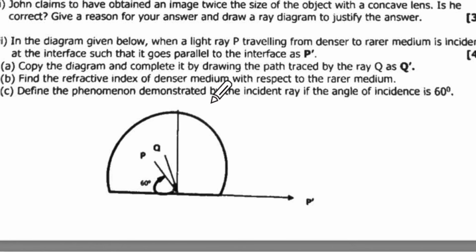John claims to have obtained an image twice the size of the object from a concave lens. Concave lens will give me virtual and diminished. So is he correct? No, he is wrong.